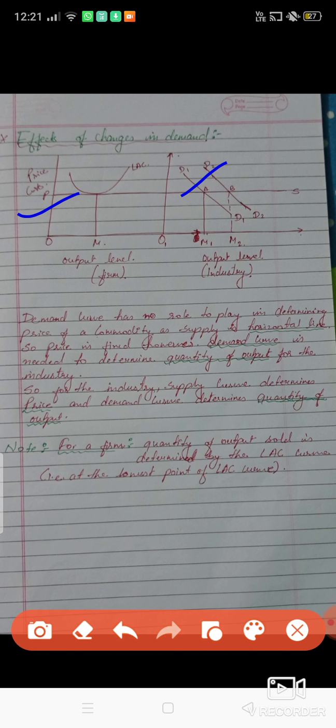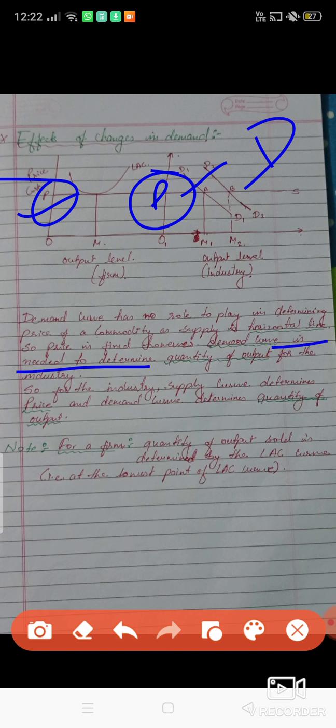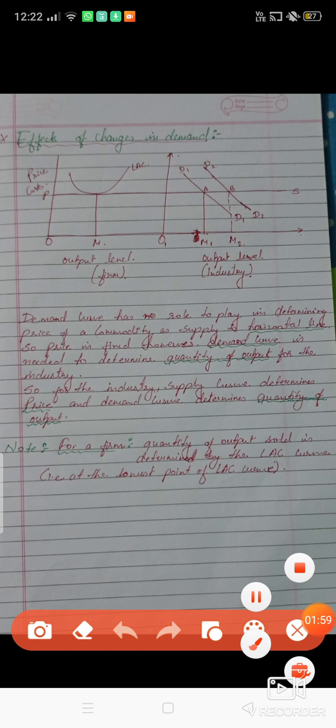The demand curve has no role to play in determining the price of a commodity, as the supply curve is a horizontal line, so the price is fixed. Here it is told that demand has no role in fixing price, however the demand curve is needed to determine the quantity of output for the industry.